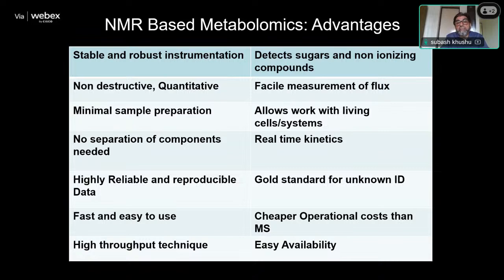It allows work with living cell systems. You can do real-time kinetics of the reactions. It is the gold standard for unknown IDs. If you do not know what type of metabolites or chemicals will be present in a sample, it is the gold standard for that. It will give you a complete profile of the sample, and it has much cheaper operational cost than MS. They are easily available because NMR spectrometers are available in almost all the chemistry departments of any institute or university. So these types of studies are much easier to carry out.